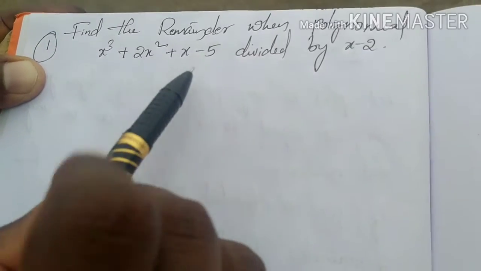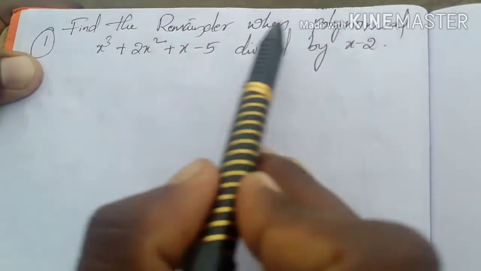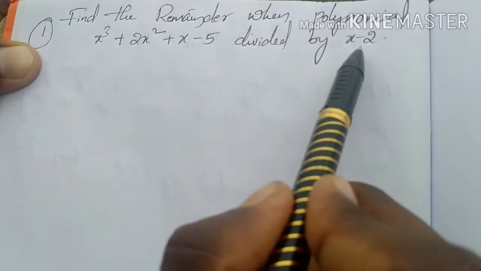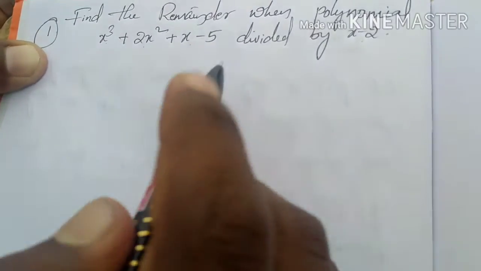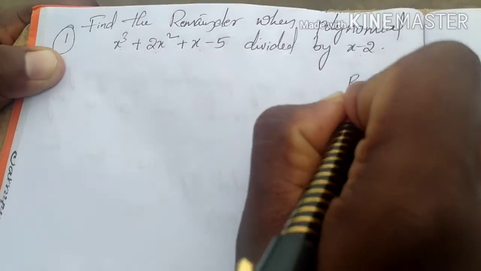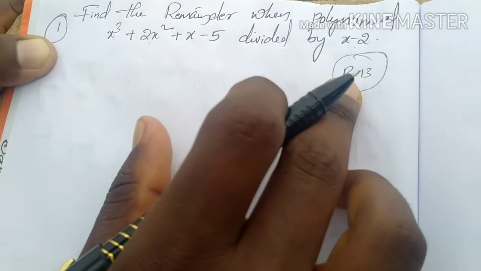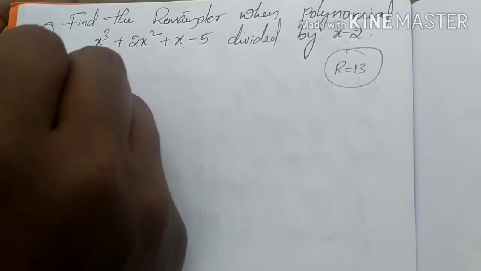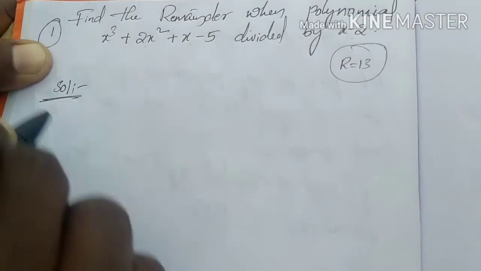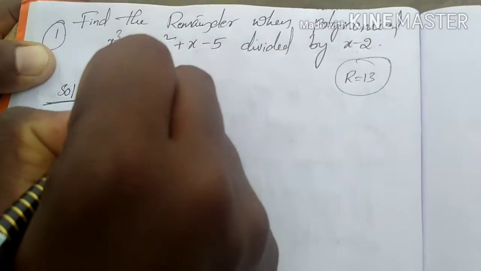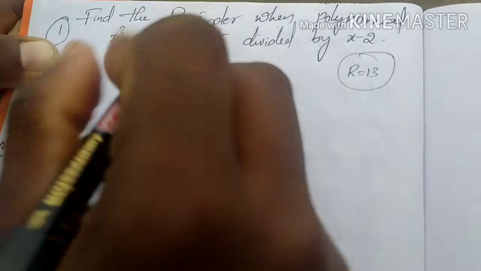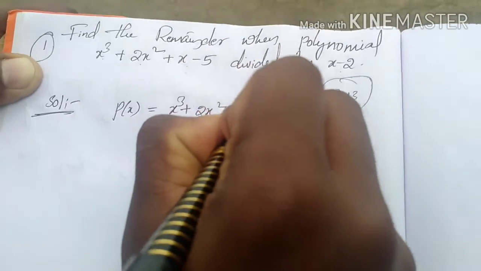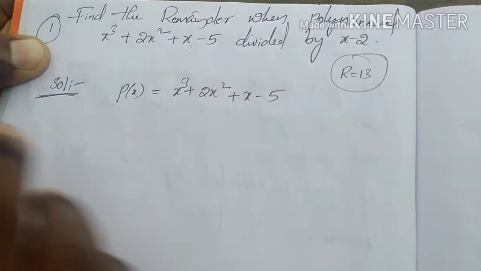The same question I have written one more time. Find the remainder when the polynomial x cube plus 2x square plus x minus 5 is divided by x minus 2. Already you know that the remainder is 13. To find it we did a very lengthy process, right? So now we are going to solve it using the remainder theorem. According to the theorem, the polynomial p of x here is x cube plus 2x square plus x minus 5.